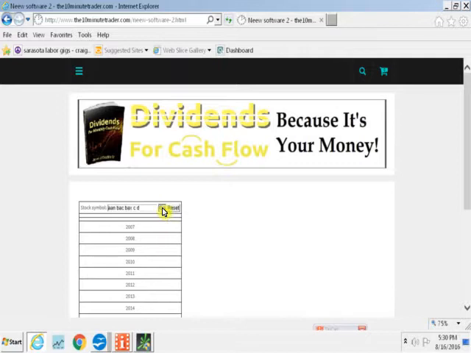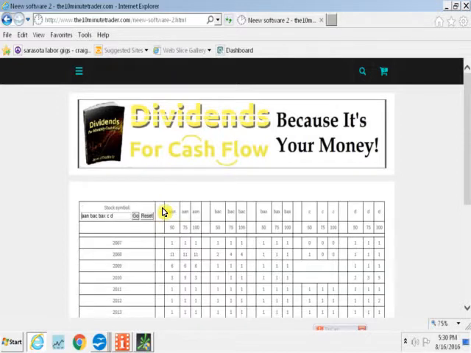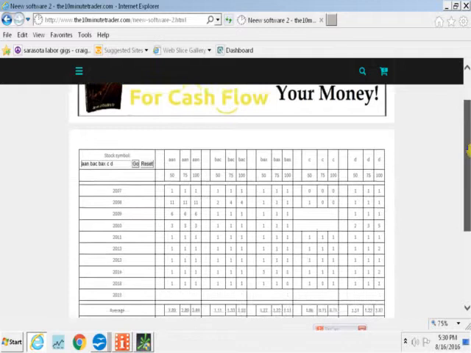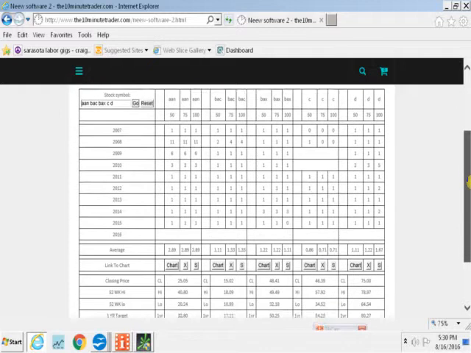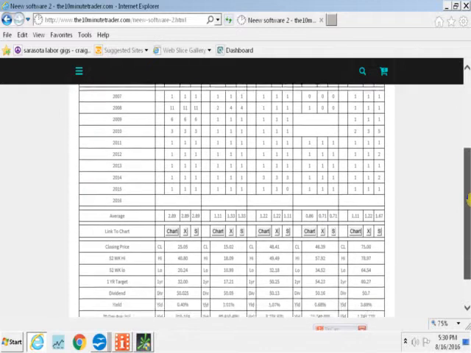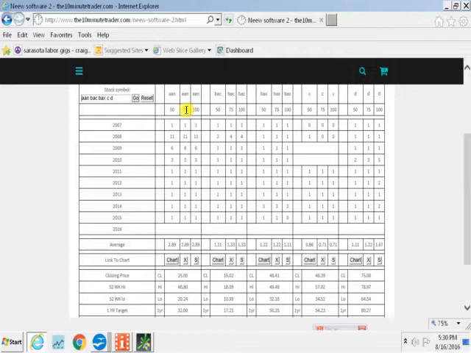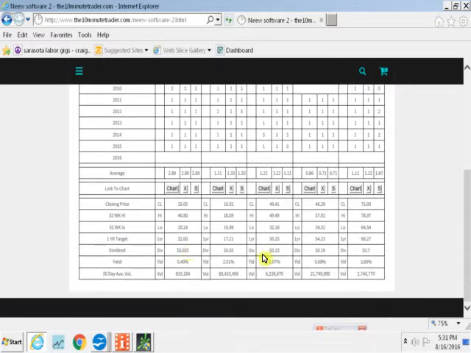What it's going to do is go back into the data stream, pick up bits and pieces, and then calculate what we're looking at. Now, I'm going to explain to you what these columns mean. Some of it is self-explanatory. Up here is the stock symbol. Over here are the years, the average, the link to the charts, the closing price, the 52-week high, the 52-week low, the 1-year target price. Down a little bit further should be the dividend, the yield, and the 30-day average volume.